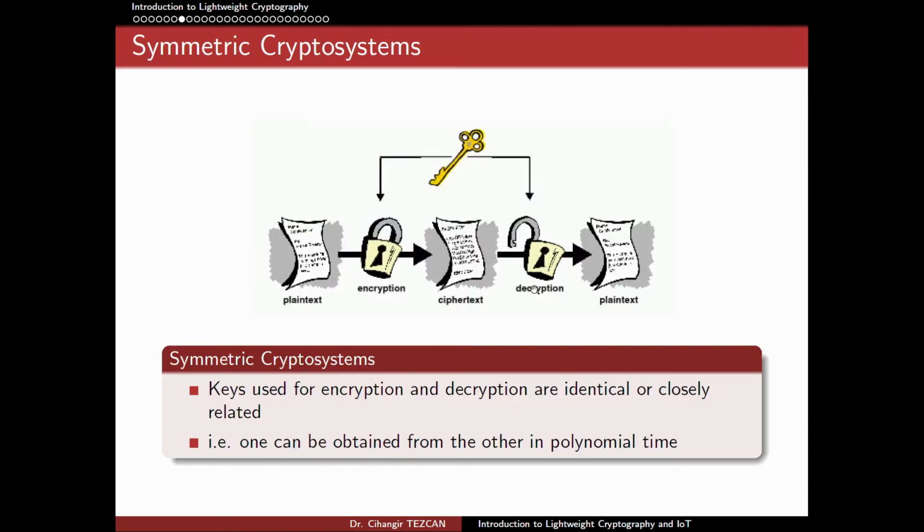So we define the symmetric crypto systems as follows. For these algorithms, we have some secret information that we call the secret key, and this secret key is used for encryption and decryption. So communicating parties should have the secret information.